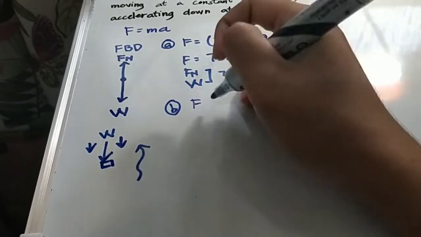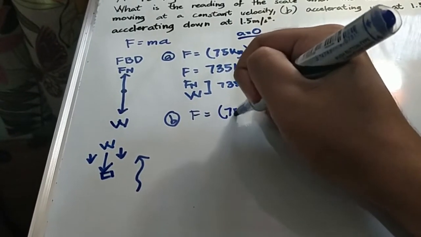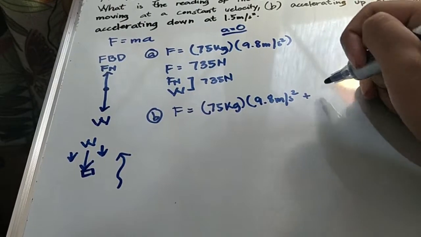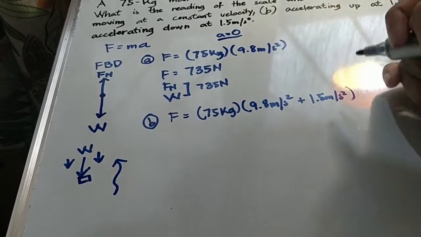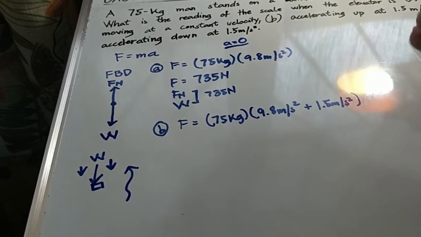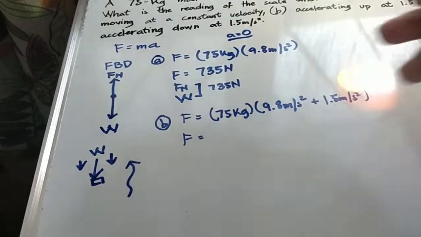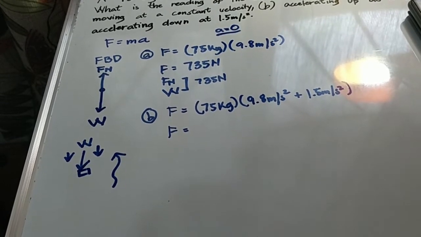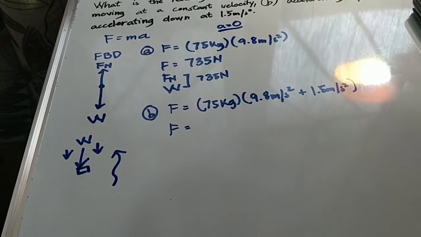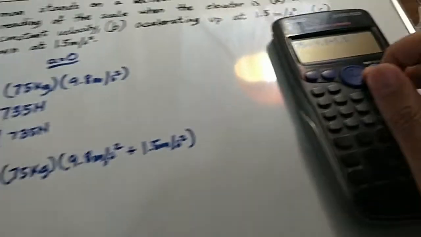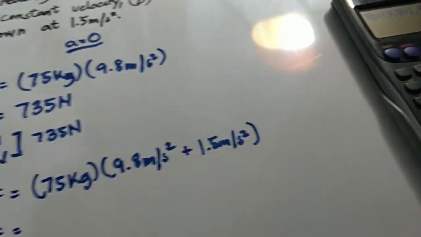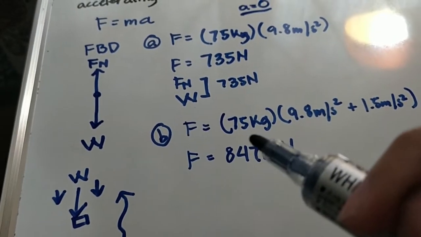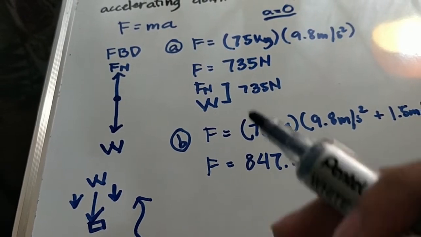Sa B, kapag siya'y nag-move upward, F is equal to 75 kilograms times 9.8 meter per second squared, which is the pull of gravity, plus 1.5 meters per second squared, which is yung dumagdag na force pababa dahil nga pataas yung elevator. Gets? So, F is equal to plus 1.5. May mali ako. Naka-MDAS kasi to. Lagyan na parenthesis. So, ang sagot niya is 847.5 newtons. Ito, yung iyong weight or yung force nung pataas na ang elevator.